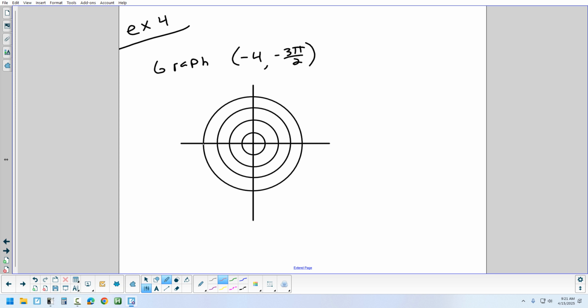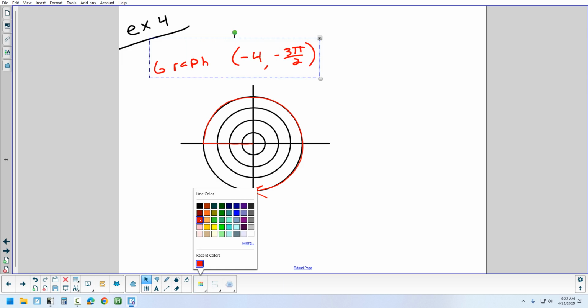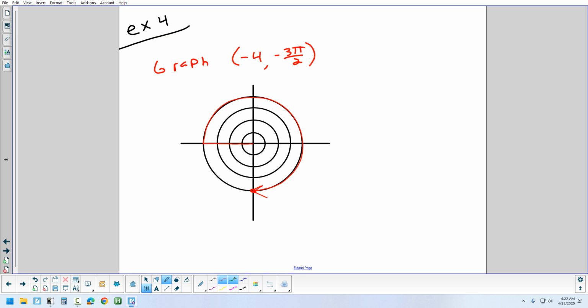I'm gonna draw this one out because I wanna show you something. You're gonna go left 4, and then you're gonna go around, and you land right there. Okay, so that's the first one. Now, let's do this one. Can somebody give me a different way to get to that coordinate besides -4, -3 pi over 2?